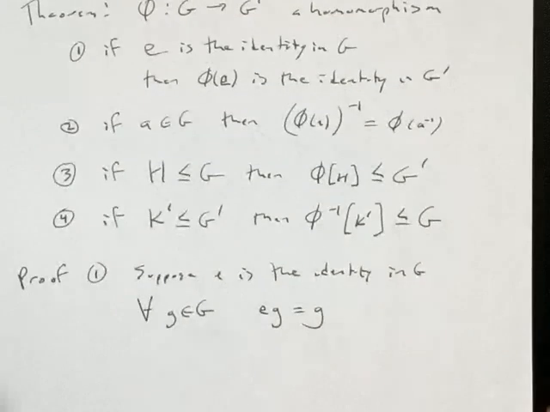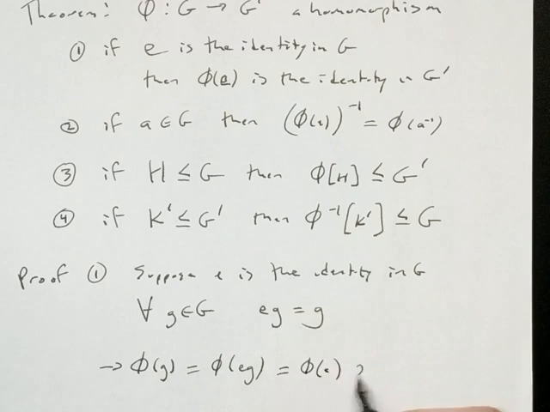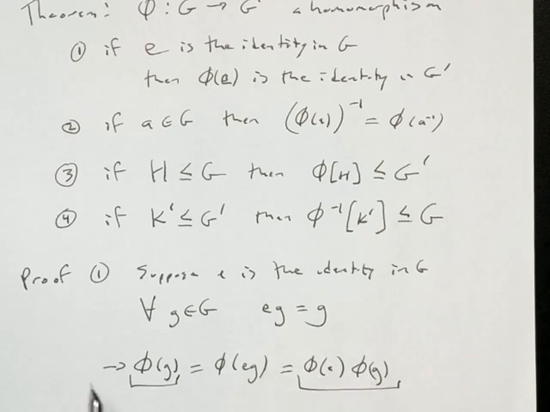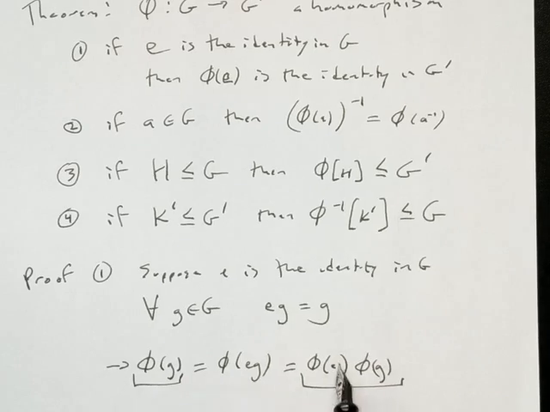Okay, wait a minute. Let's apply phi. That means that phi of G is the same as phi of EG. Apply your homomorphism property. What's phi of EG? Phi of E times phi of G. But wait a minute, that says that phi of G is equal to this thing times phi of G. Doesn't that make this an identity? Because if you multiply it by something in G prime, and you get that same thing back, that makes this an identity.